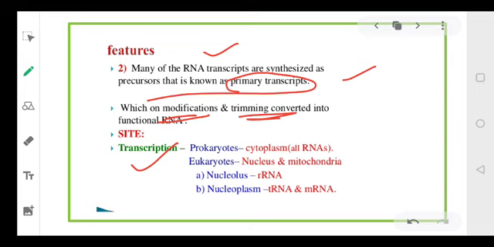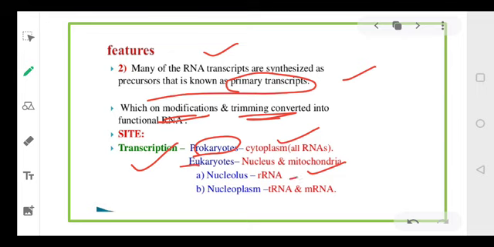Now transcription occurs at fixed positions in the cell. Like in case of prokaryotes, it only occurs in the cytoplasm of the cell. All the RNAs will be made in the cytoplasm. In case of eukaryotes, it will be done in the nucleus and mitochondria.